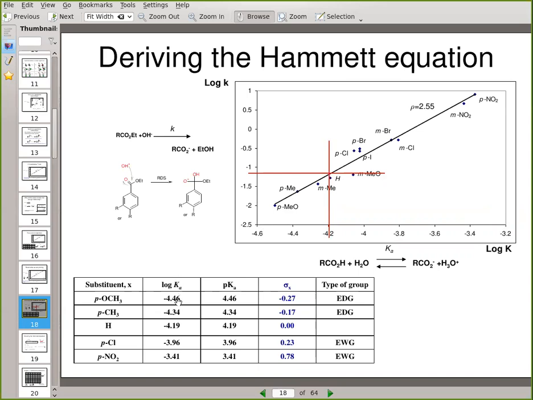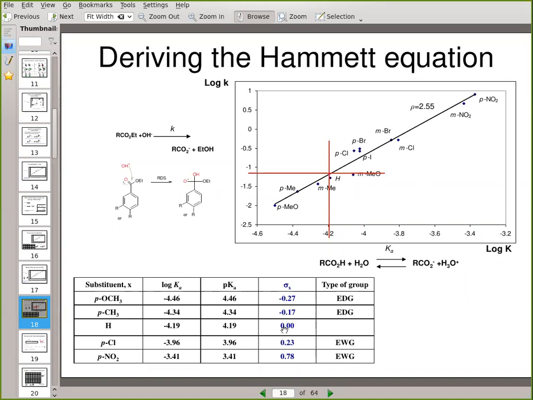We're going to go from the log Kas, shift it so that hydrogen's in the middle, and now we have the Hammett substituent parameters that go from negative for electron donating to positive for electron withdrawing. Okay, so that is how we derive the Hammett equation. So for our x values, we subtract this negative value, making it a positive, so that comes to 0.